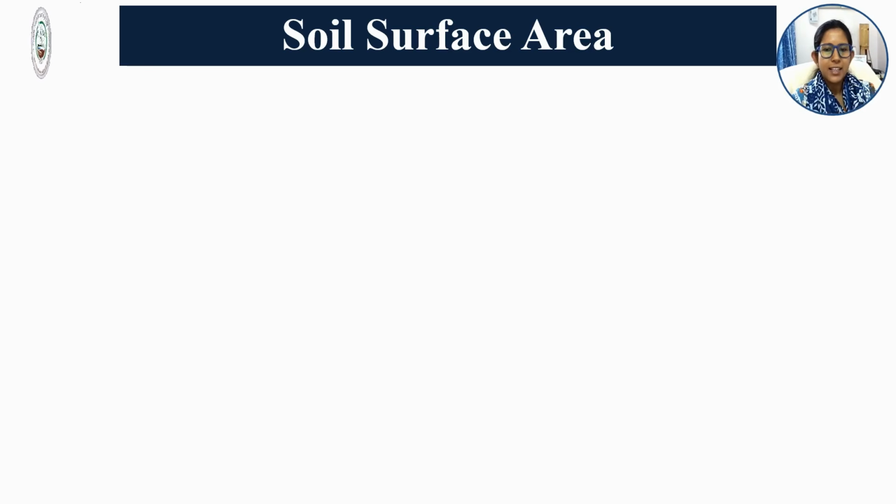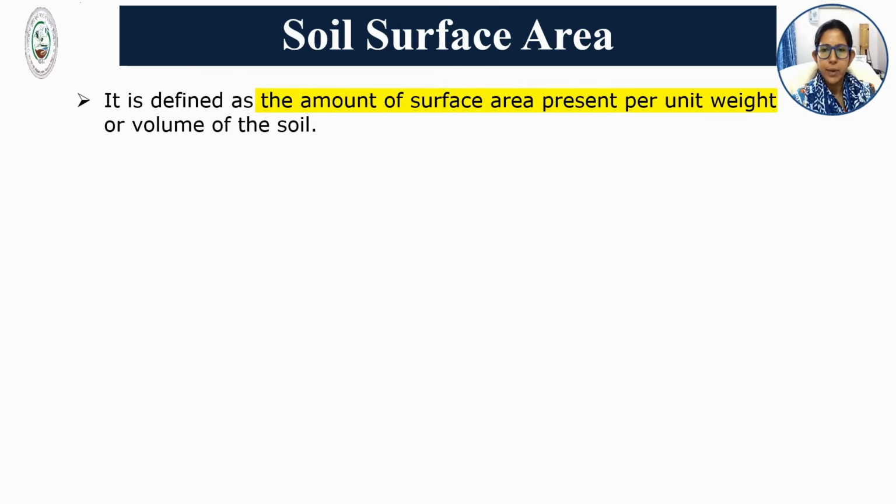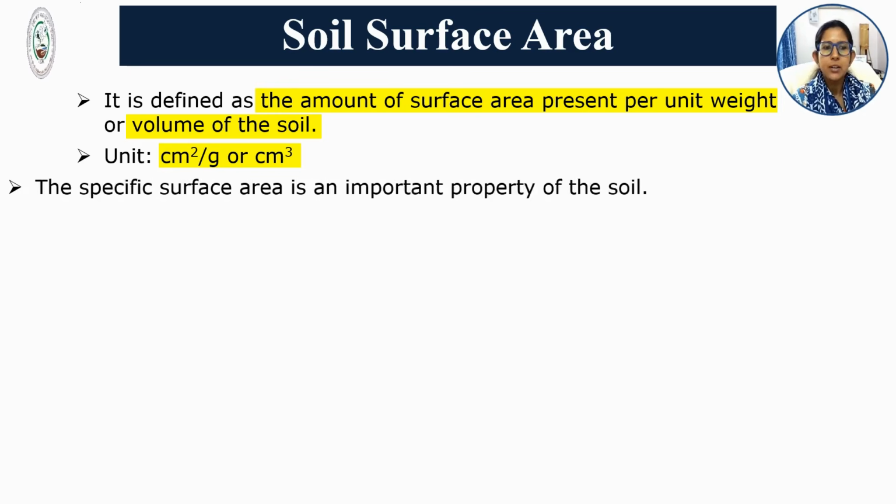Now, the next important soil physical property is the specific surface area. This is defined as the amount of surface area present per unit weight or volume of the soil, and it is expressed as centimeter square per gram or centimeter cube.